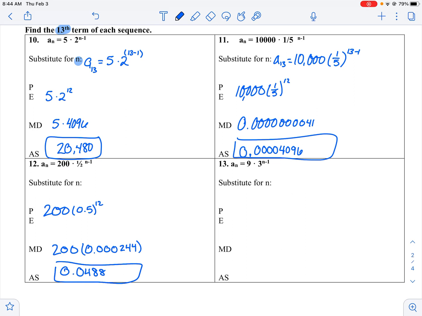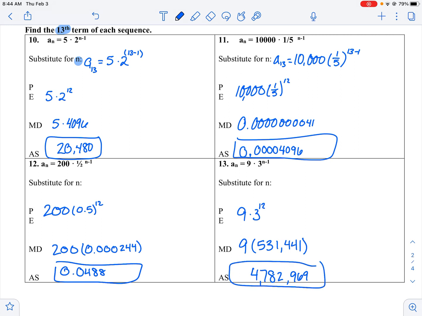And our last one, 9 times 3 to the 12th, would be 9 times that number, and there would be your final answer.